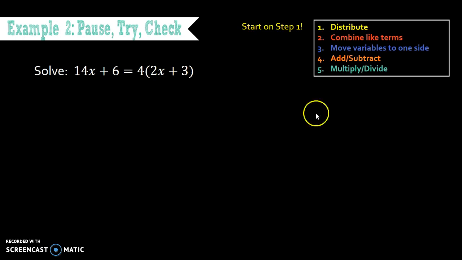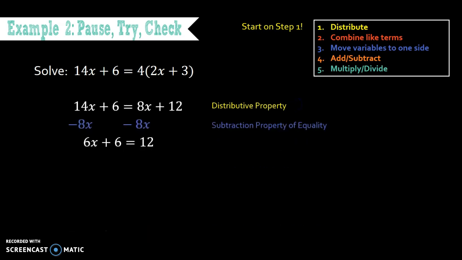Now this example did start back up with the distributing and combining of like terms. Solve 14x plus 6 equals 4 times 2x plus 3. You're going to start by distributing on that right-hand side. Then go ahead and subtract 8x from both sides. You also could have subtracted 14x. That's okay. I'm choosing to do it this way to avoid a negative coefficient on my variable.